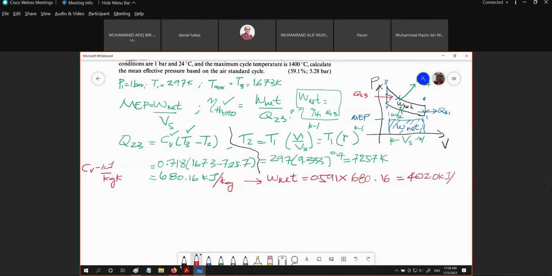Kilojoule over kilogram. Now we can get the MEP. The MEP is W net divided by VS. So the MEP is equal to W net, which is 402.0, divided by the VS. The VS is 500.